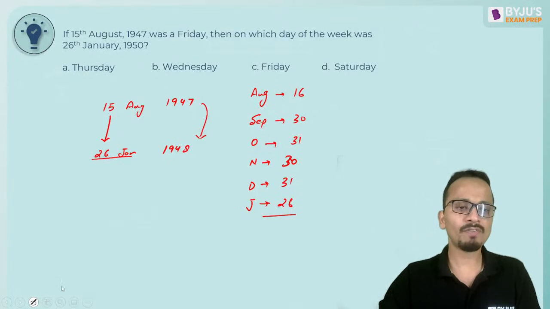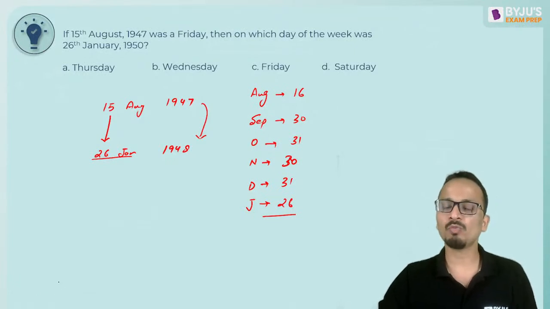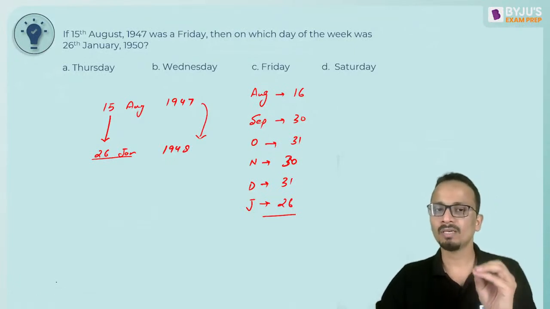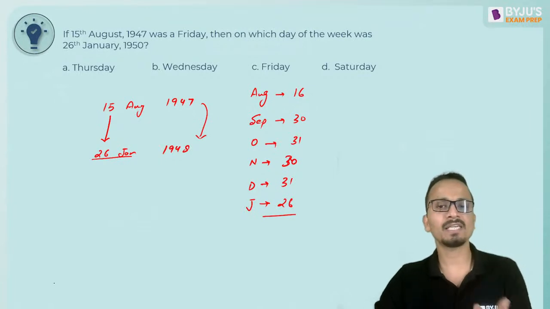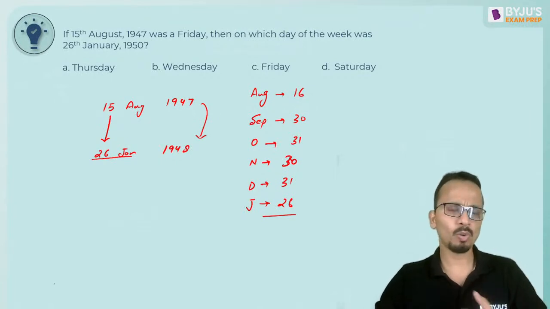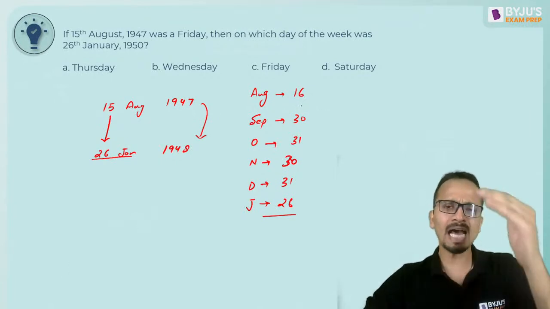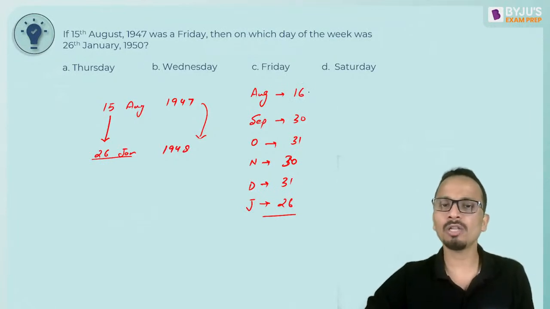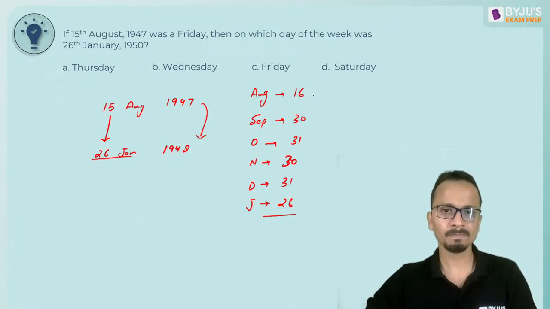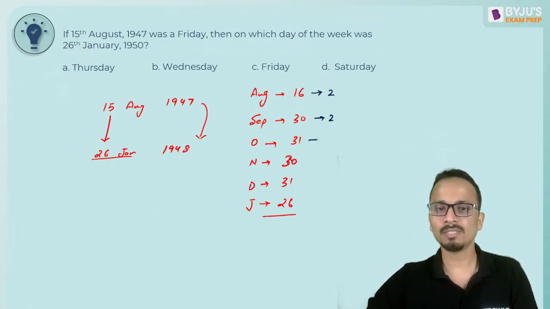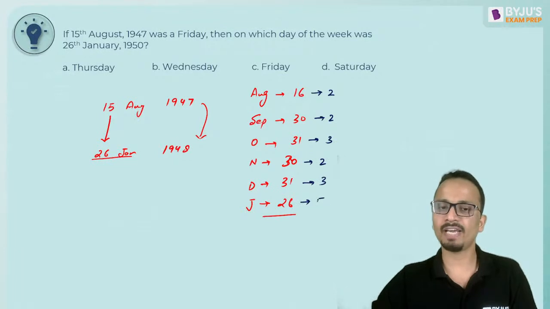Now we'll find the number of odd days. That means we'll find out the remainder when the sum of these days is divided by 7. What I normally do is, I don't add these numbers. I divide all these numbers separately by 7 and find the remainder. So 16 when divided by 7, remainder is 2. Then 3, 2, 3, and 5.